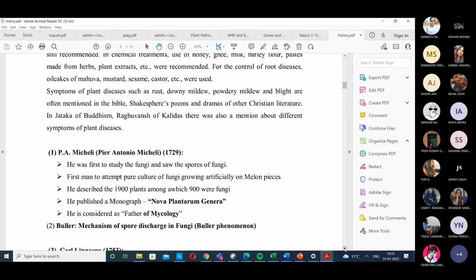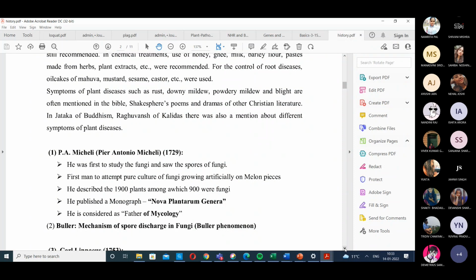Michelli, or Pier Antonio Michelli, in 1729. He was the first to study the fungi, and he saw the spores of the fungi. And again, he was the first person to attempt pure culture of fungi growing artificially on a melon species. So he must have inoculated that fungi directly onto the melon, and then fungal spores must have grown there, because the melon provided the nutrition for the fungi to grow, so it grew on that melon also, right?